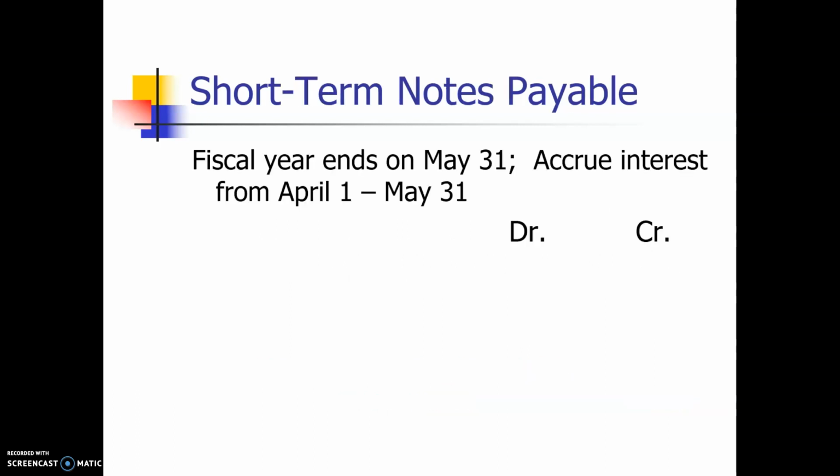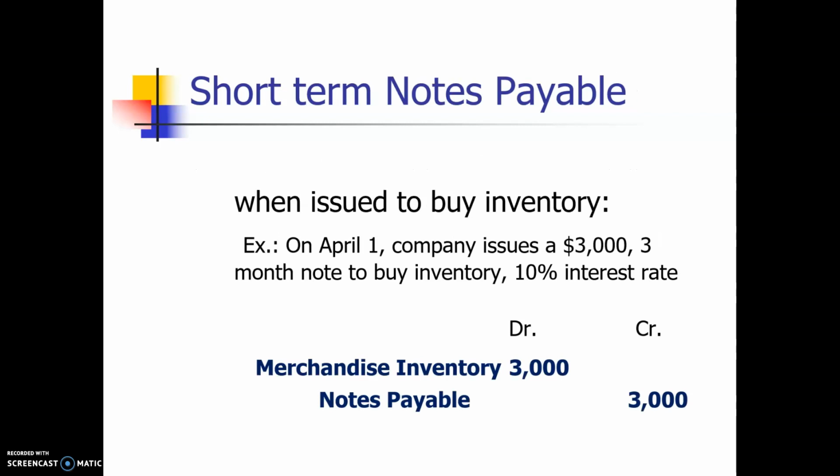Now, let me go back. So it's a 3-month note. Okay. If we issue the note and then pay it back in the same accounting period, well, then when it comes time to pay off the note, we can just record the interest expense at that point in time, right? If it falls in the same period.